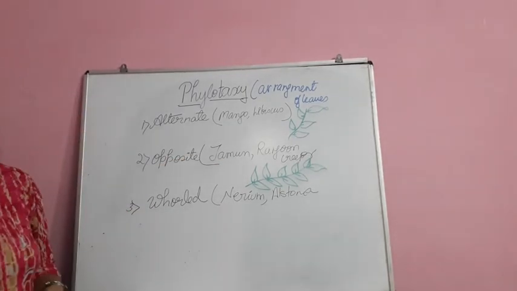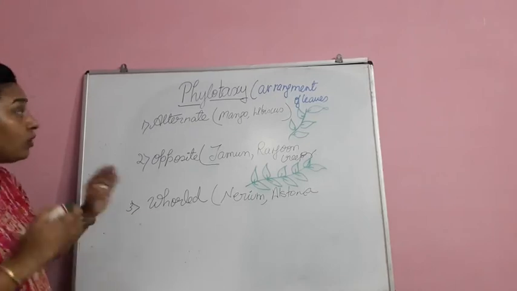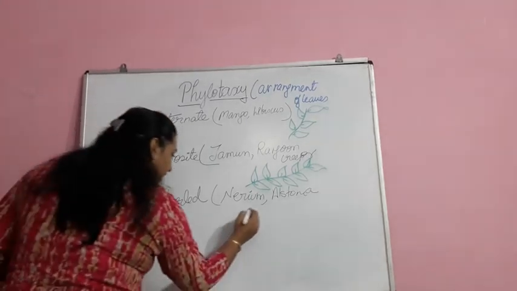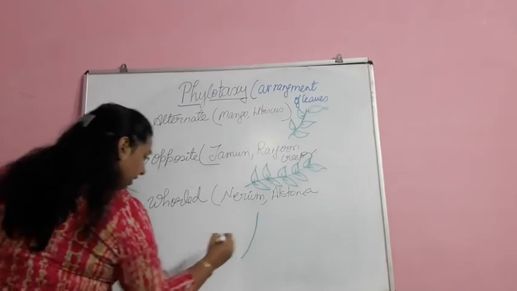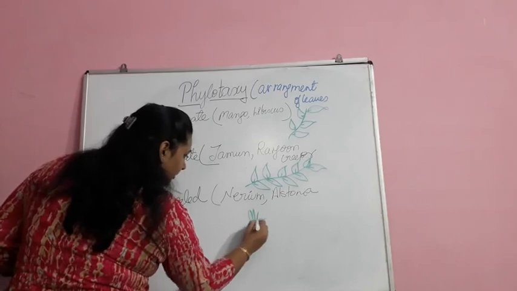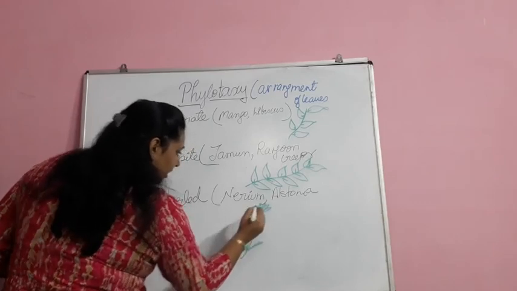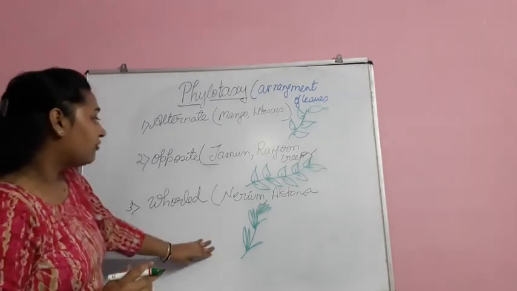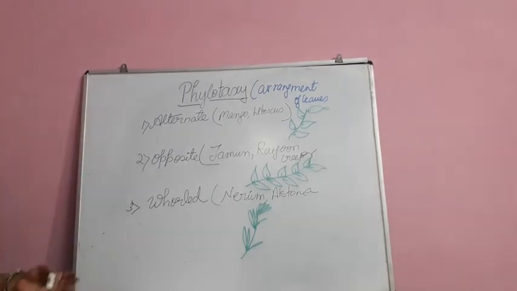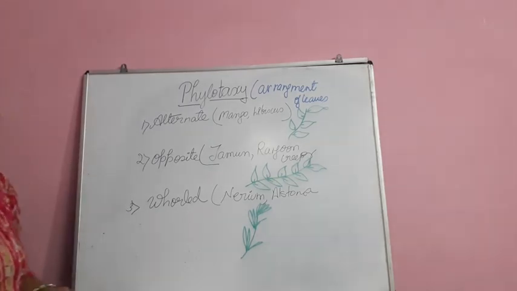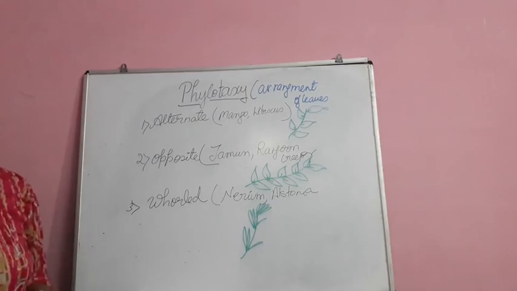Next we have to study the whorl. In whorled phyllotaxy, you will find that the leaves are arranged in a whorl. So many leaves will be all together in a whorl, meaning in a bunch. For example, Nerium is there, Alstonia is there. These are the different examples for the whorl kind of phyllotaxy, which is the arrangement of leaves.